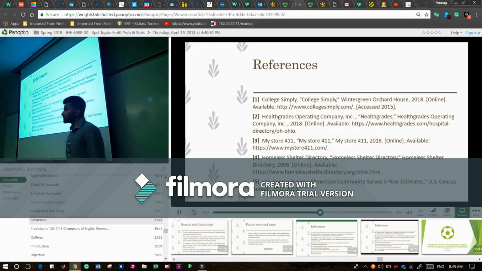The data is the actual poverty level. It's collected from the US census. It's 2016 data.